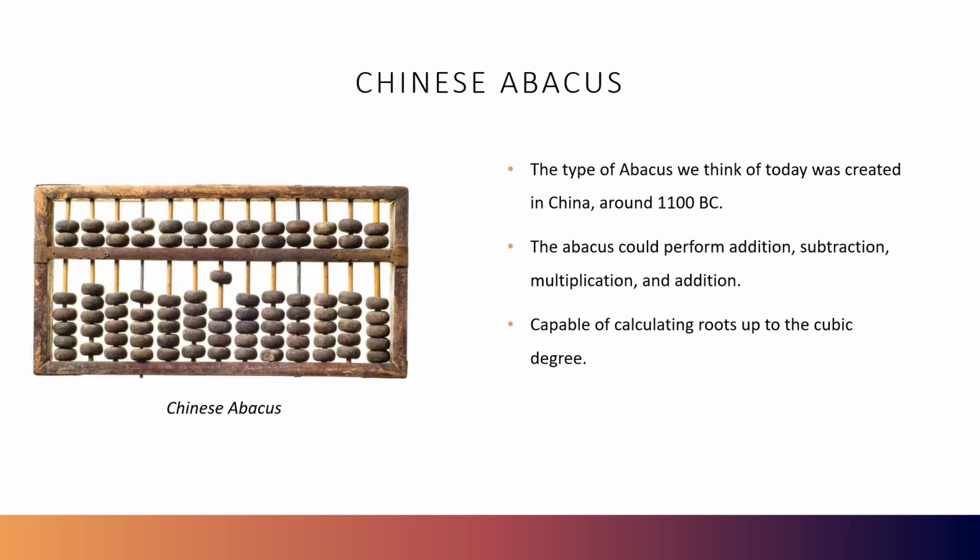Sounds complicated, right? Just think, humans were using this thousands of years ago, and they weren't just used for counting. The abacus is still used today in some parts of Eastern Asia and can perform addition, subtraction, multiplication, and division, as well as calculate cubic roots.